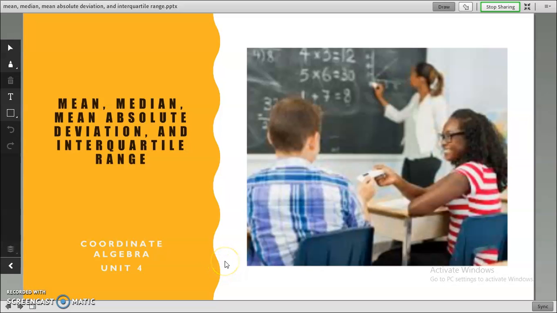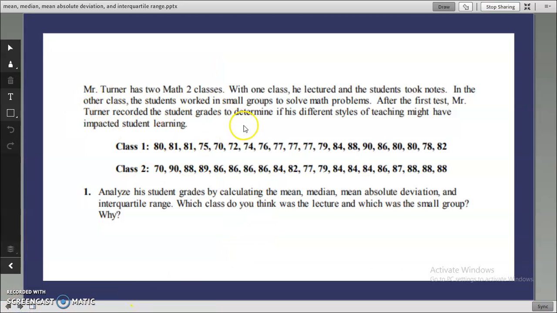So today we'll be using a task to help us review what mean, median, mean absolute deviation, and interquartile range are. All right, so we're going to use this exact same example for a few problems, okay?